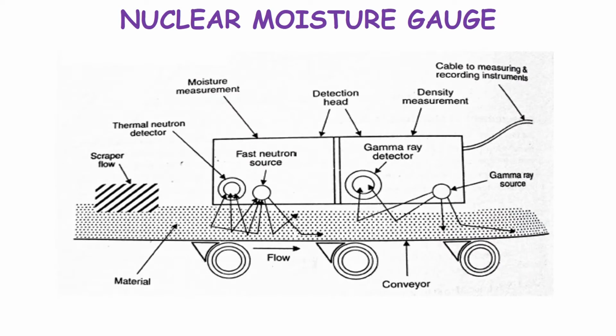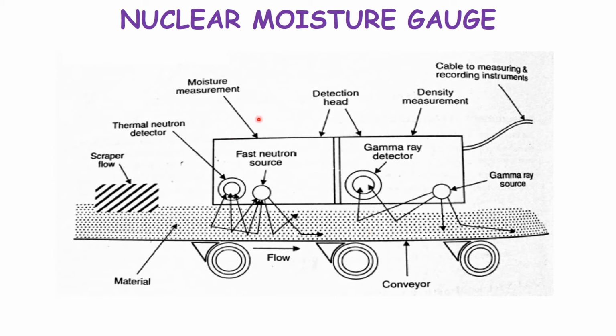Okay, here we have the diagram showing your nuclear moisture gauge. In this, we have a conveyor belt. This conveyor belt helps the material to move forward. See, the flow is in the right side direction. Now that is how your material moves. And with the help of this nuclear moisture gauge, you can measure both moisture as well as density.